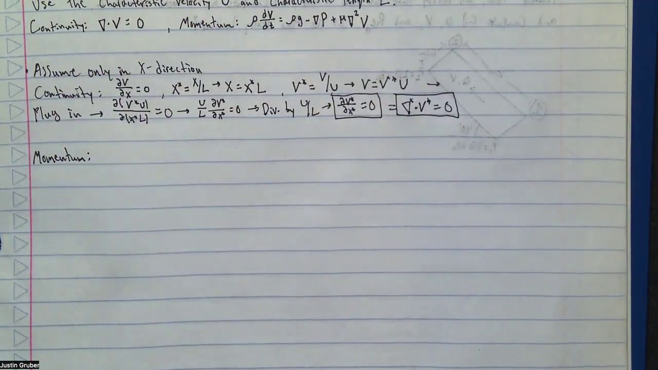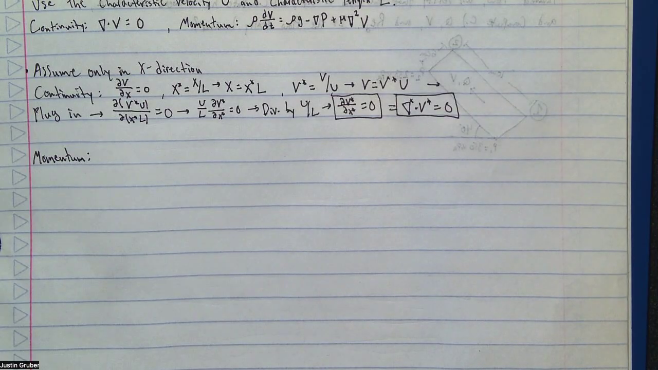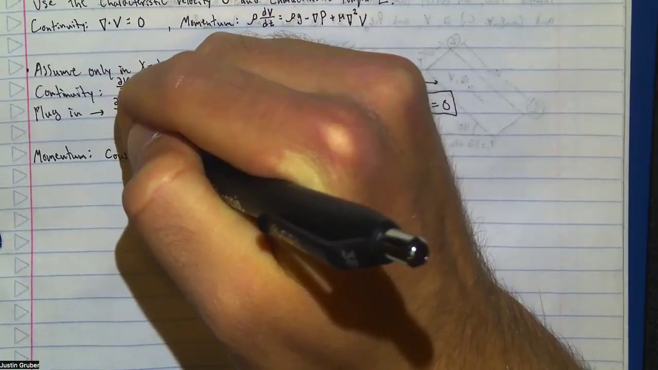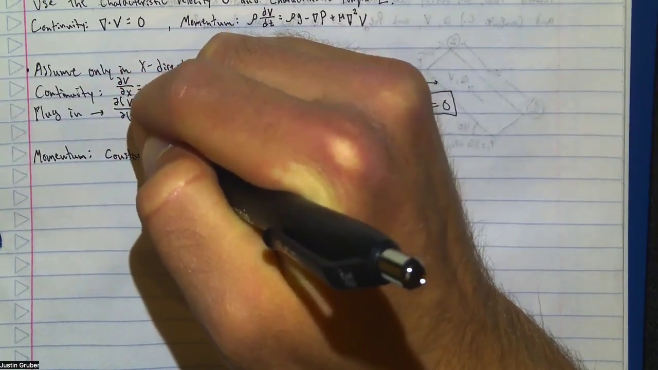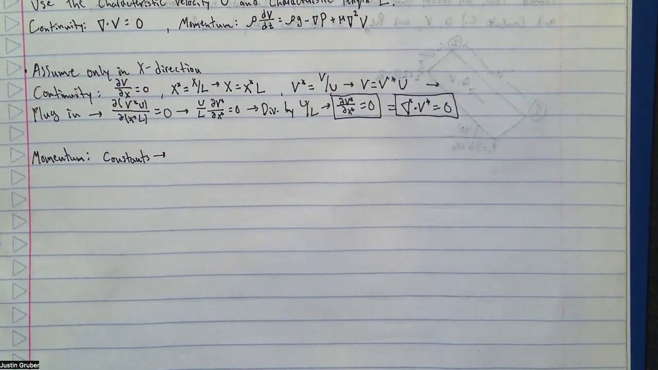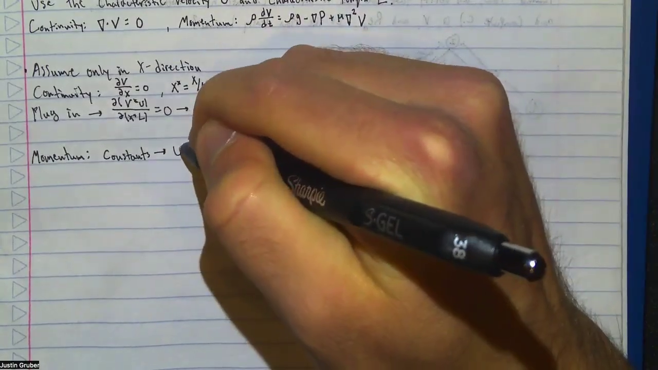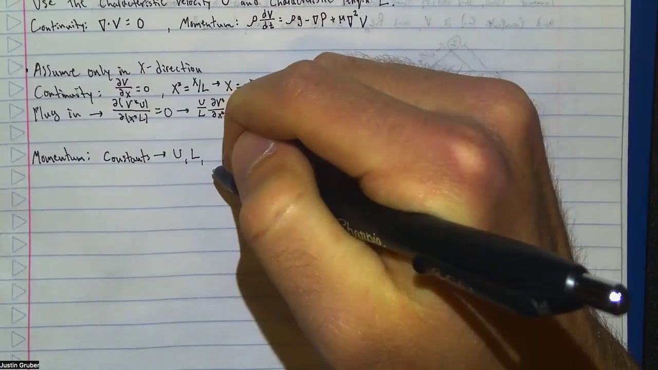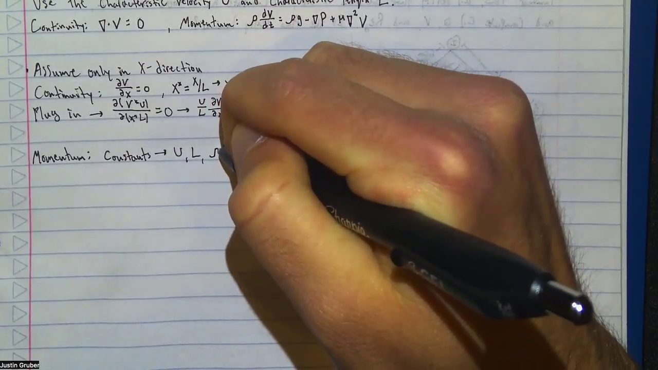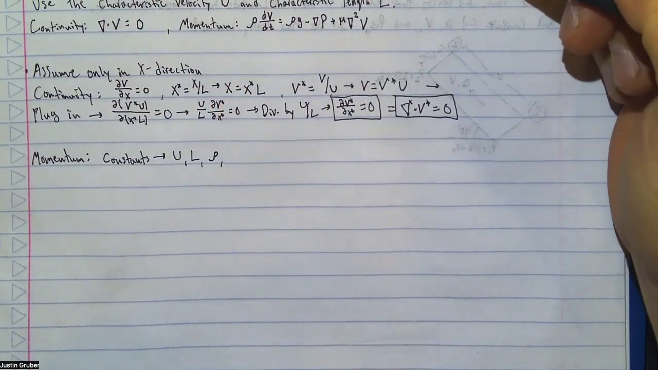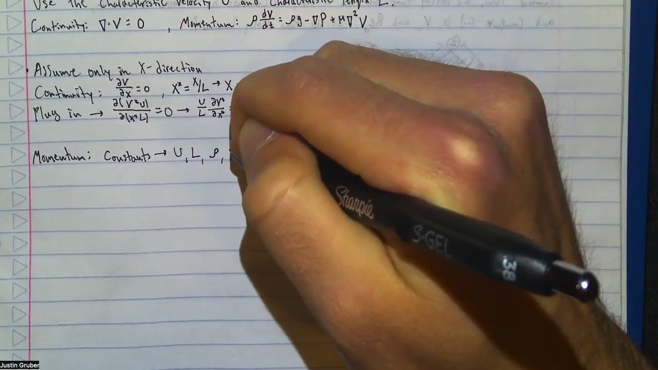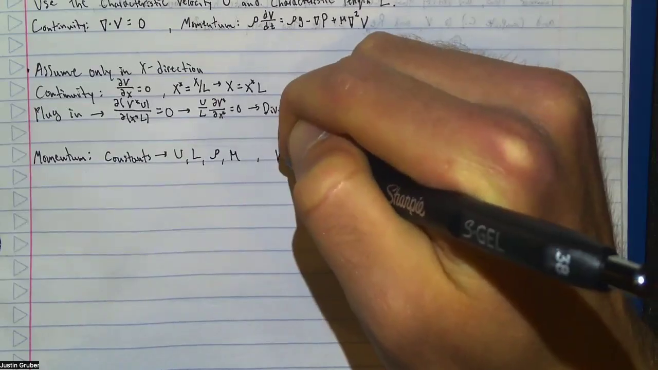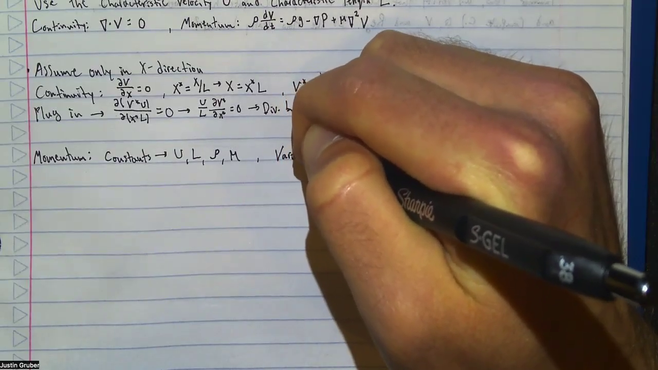Before we do anything, again, let's say what's constant. Let's pick out our constants. So our constants, again, we have u and L, but in the momentum equation, we also have a density term, rho. We're assuming that to be constant, and also a viscosity term, mu. So those are our constants. And what are our variables? Well, everything else.